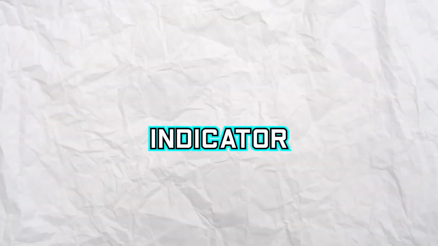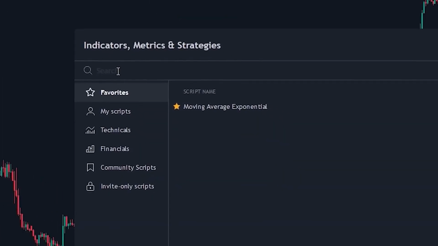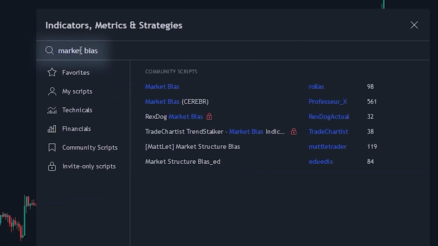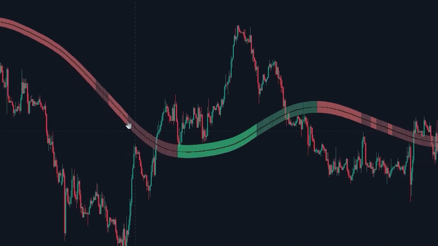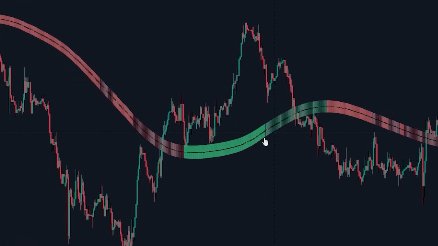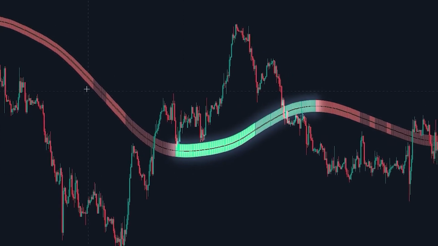Let's first add this indicator to the chart. Head over to the Indicator Search tab and search for the Market Bias Indicator. Select the indicator made by Professor X and add it to the chart. This is the Market Bias Indicator. This is an indicator that helps to determine the market bias and the overall direction of the market, using a combination of moving averages and smoothed Heikin Ashi candlesticks. Along with this, there are different colors that are plotted on the Market Bias ribbon.